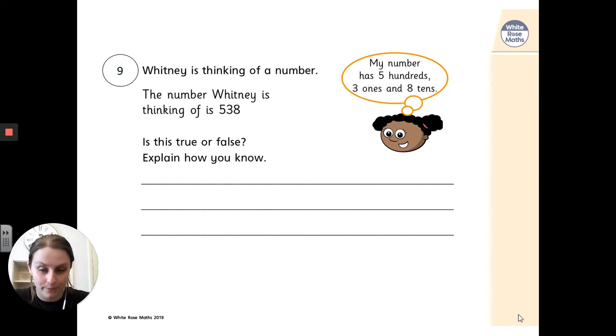Explain how you know. So look at what Whitney's saying. Look at the number that she's thinking of. Is it true? Is that correct? Or is it wrong and it's false? Then you need to explain how you know.